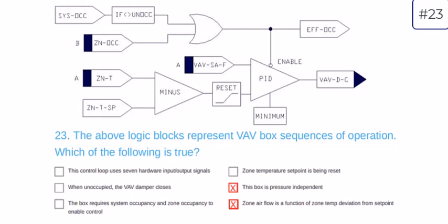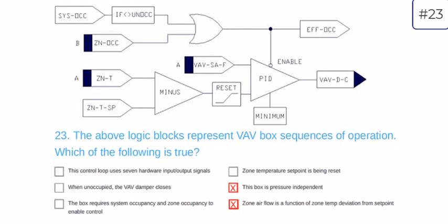Zone temperature set point, is it being reset? Doesn't look like it here. It may be reset elsewhere, but from this logic block sequence, what's being reset is supply airflow set point. The box is pressure independent. Yes, I would say so.